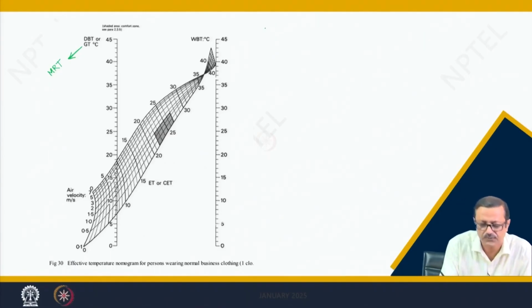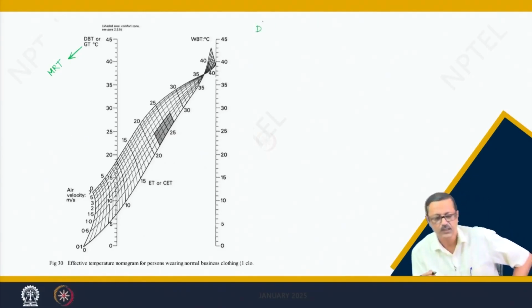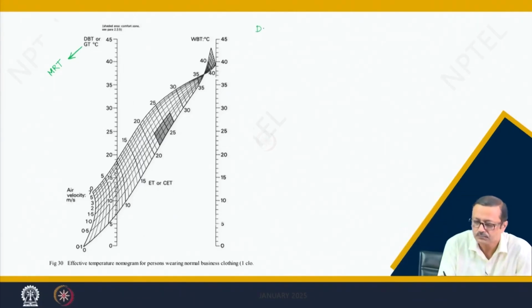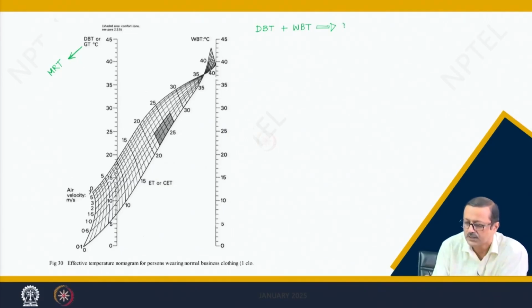Even if you take this DBT plus this WBT combination, that is going to lead to the DBT and RH combination. These two are already taken care of. Here what is happening, if we are taking the GT, the globe temperature.